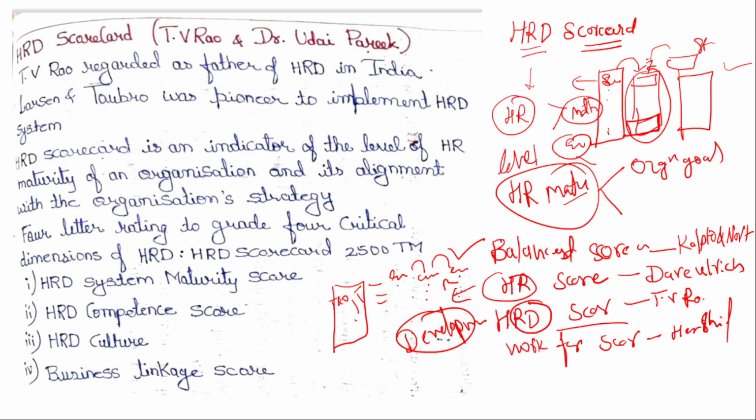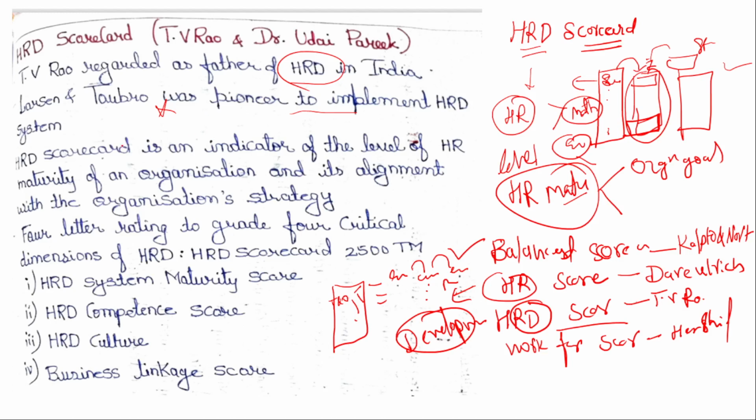TV Rao and Udai Pareek were the ones who actually introduced the HRD system, or the scorecard, in the country. TV Rao is regarded as the father of HRD in India. Larsen and Toubro was the pioneer. It was the first company to actually implement the HRD system within its organization.